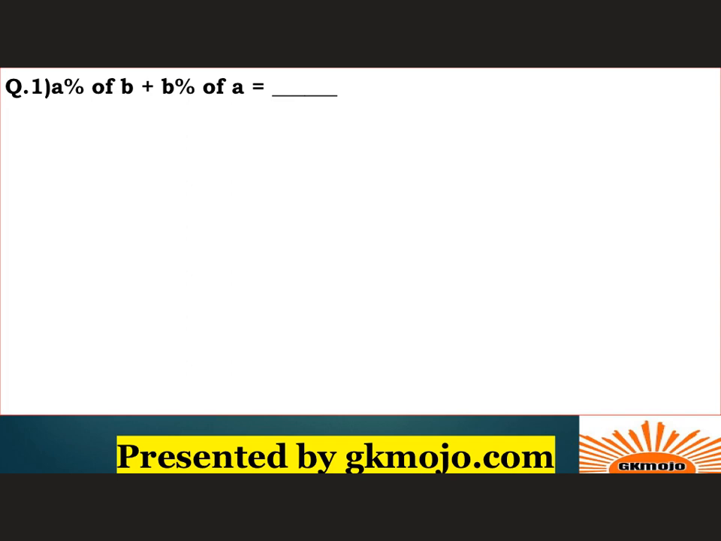So the first question says A percent of B plus B percent of A is equal to question mark. I intentionally have not taken the options because I want you to understand the concept behind this question. The concept is very important. Whenever we are dealing with percentages, please keep one thing in mind: A percentage of B is always equal to B percentage of A, vice versa. So the reverse is true in percentage.